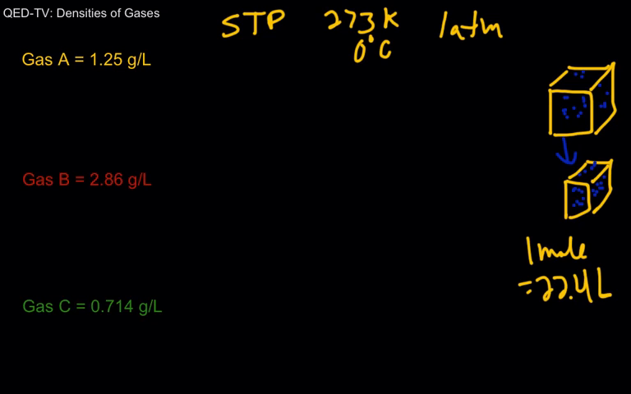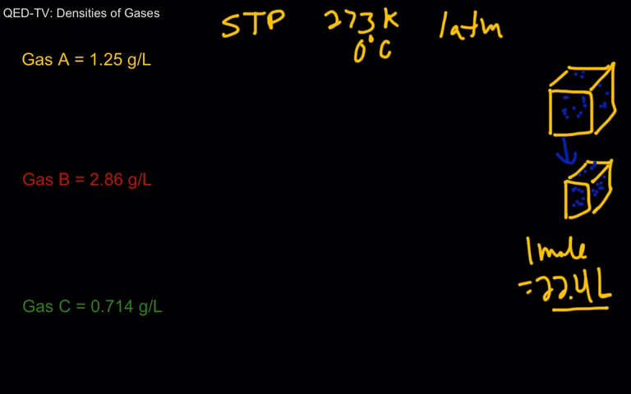So I gave you three densities here of gas A, gas B, and gas C, and we need to figure out what these gases are. We want to try to name these gases. To be able to classify these gases, we of course need to be able to figure out their molar mass. Right now we have their densities, and we want to figure out their molar mass. So at STP, we actually know the volume.